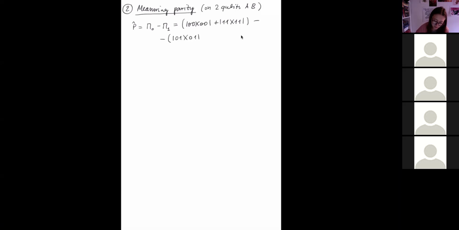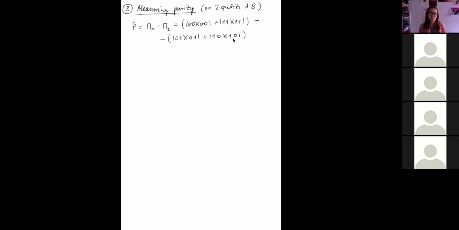So yeah, I think you've seen this observable in the class. The idea of this observable for two systems is the following. This observable corresponds to the eigenvalue 1 if these two qubits are in such a state that if you exchange these two qubits, do this permutation, then the state does not change. And the state is even.